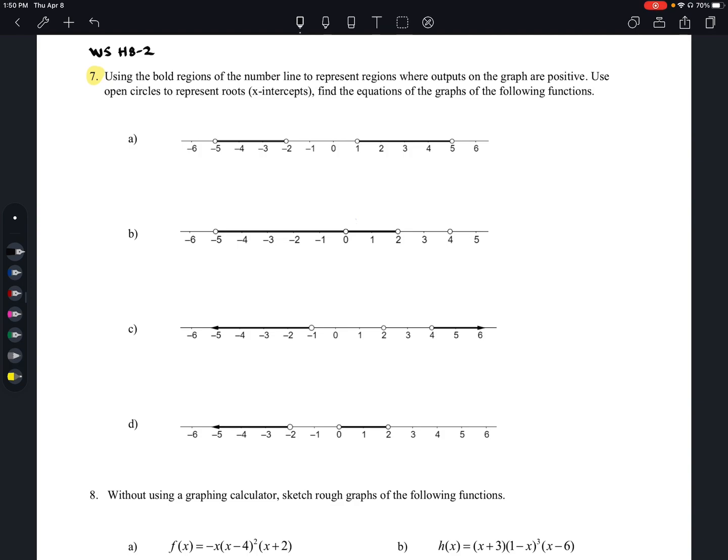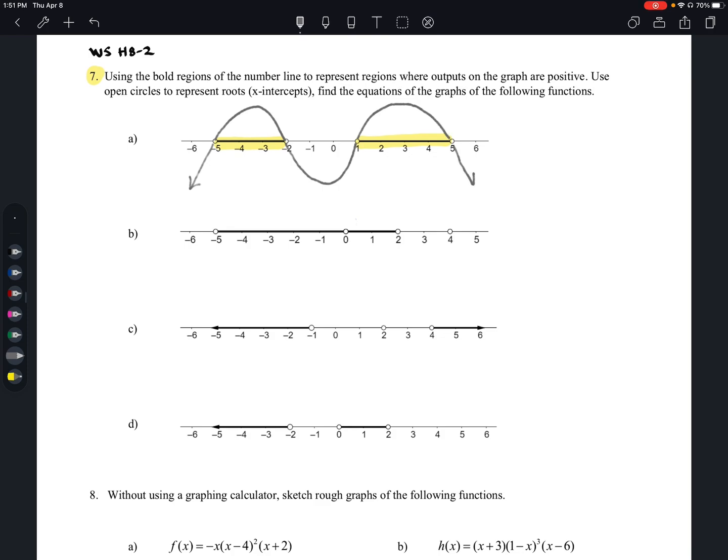So letter A on number 7. If we sketch where our graph would be, remember the bolded regions, which are here and here, are where our graph is above the x-axis. That's where they're positive. So if I was sketching it out, I know I'm on the x-axis, it's going to come up and then go down there. Since beside each of these it's not bolded, that means it would go down here, come up, hit here, be above it, and then come back and be below it.